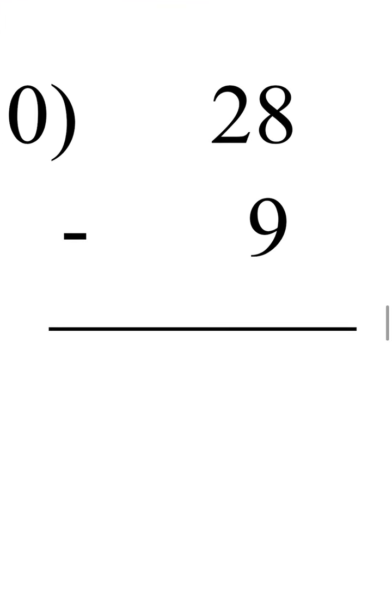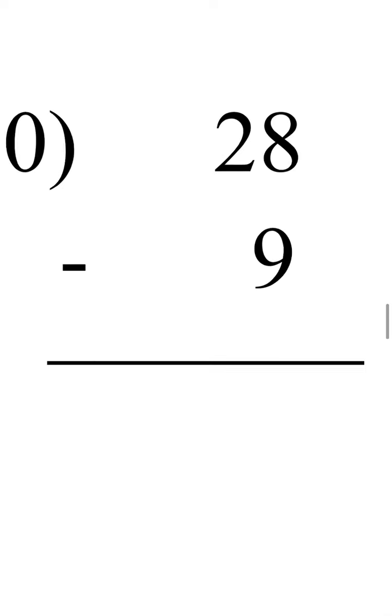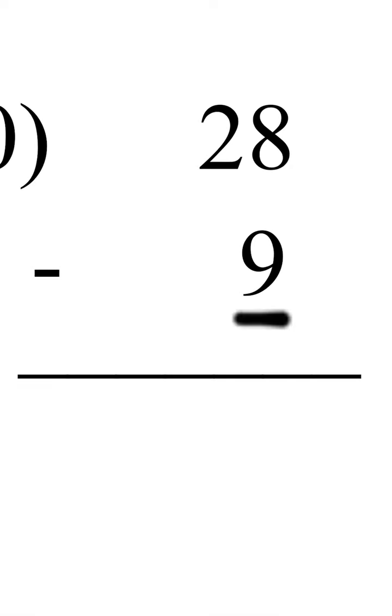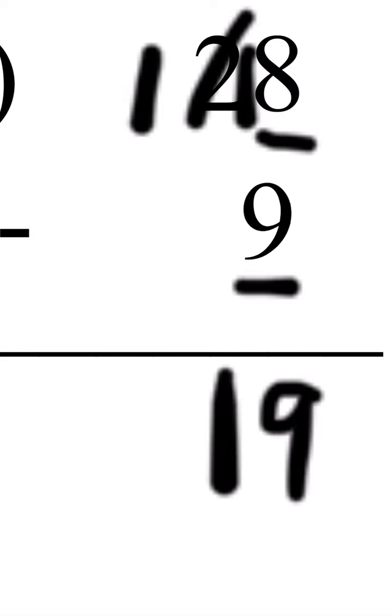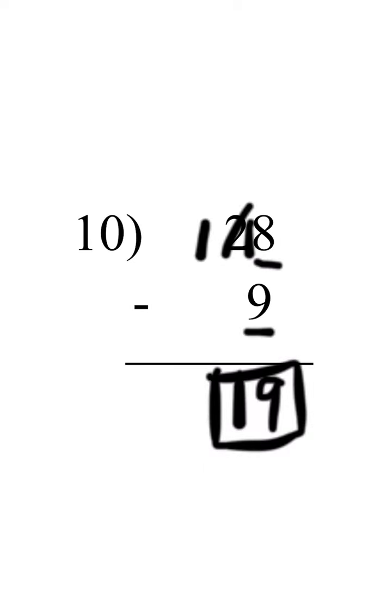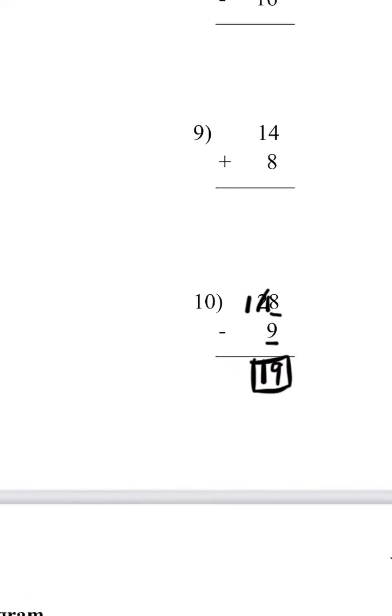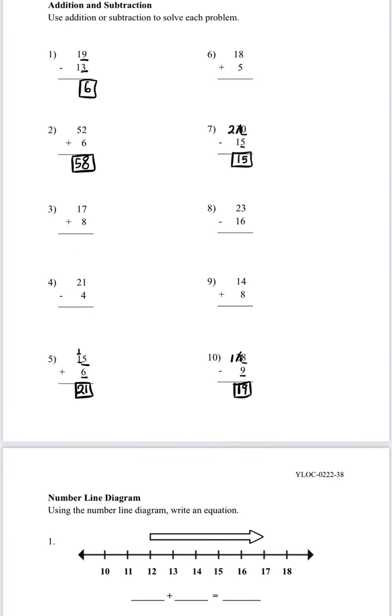For number 10, again, we have subtraction, and 9 is greater than 8, and so we need to borrow from 2, which becomes 1, and 8 becomes 18. Now, if we subtract 9 from 18, then we get 9, and 1 minus 0 is 1. So 19 is the answer for number 10. Let's move on to the next page.